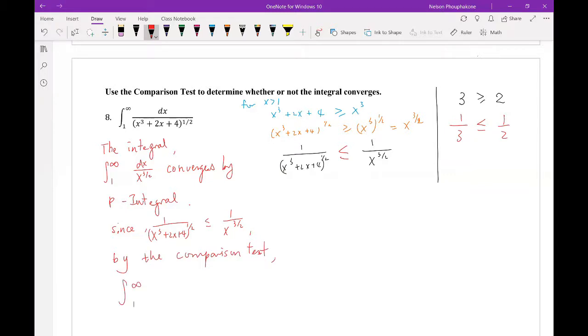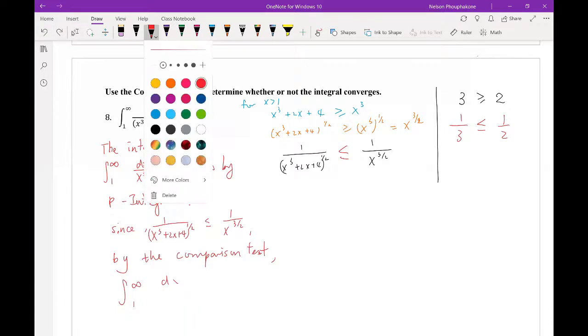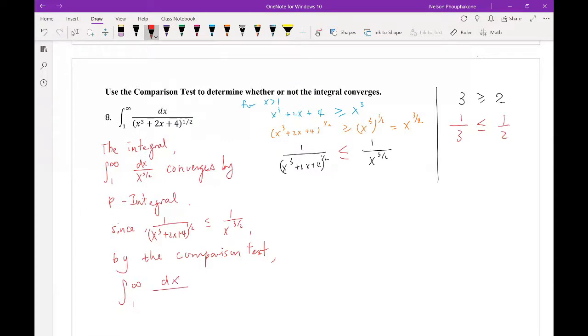By the comparison test, the integral from 1 to infinity of dx over x to the power 3 plus 2x plus 4, raised to 1/2, also converges. Okay, so this is the idea about the comparison test.